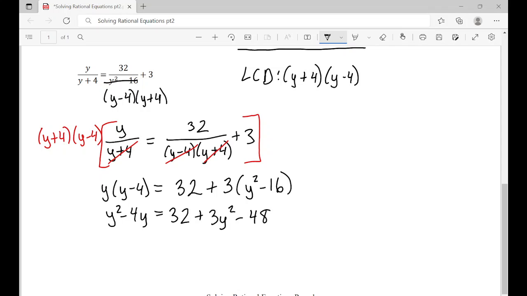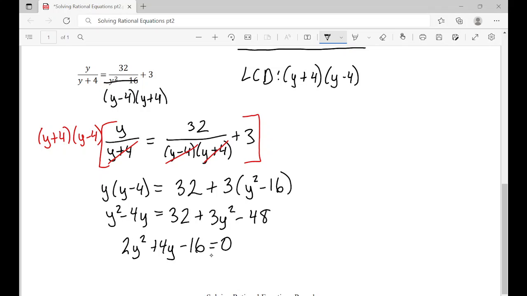I'm going to combine all the like terms by subtracting the y squared over here and adding the 4y over. So I'm going to end up getting 2y squared plus 4y minus 16. And I'm going to put the equal 0 over here, but if you put it on the left side, it's not wrong. I just prefer it to be on the right.